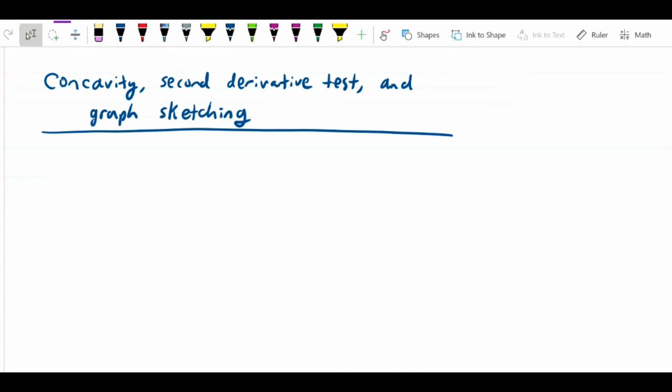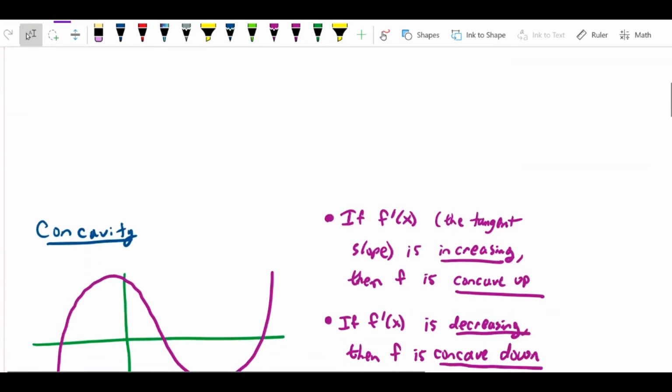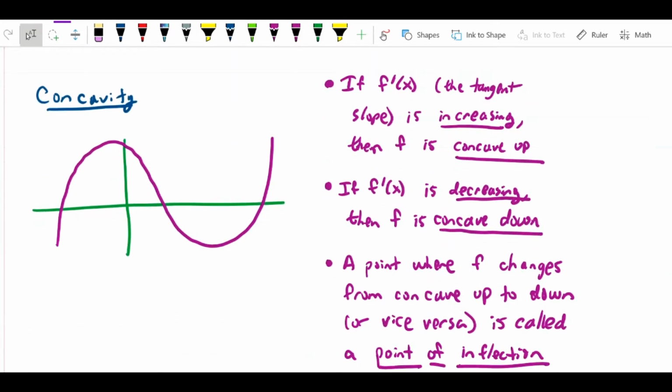We turn now to the subject of concavity, the second derivative test, and graph sketching, sometimes called curve sketching. If you're following along in the Thomas textbook, this is section 4.4. The first thing we need to do is define what we mean by concavity. Let me put up a picture and the definition.